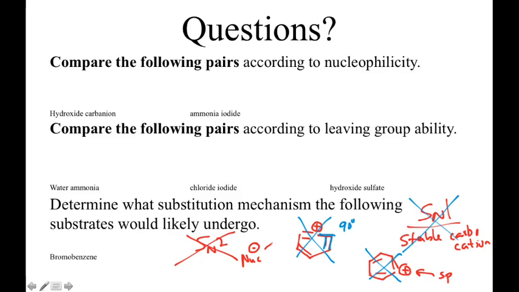So what substitution mechanism do I get with bromobenzene as the substrate? I don't get one. There is no substitution. The reaction does not proceed. So it's kind of a trick question. You can expect to see that on the exam, so kind of watch out for that.